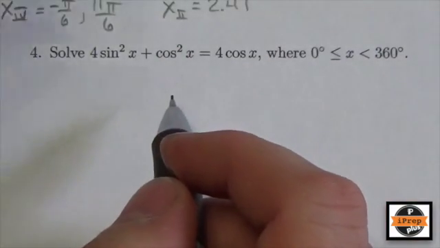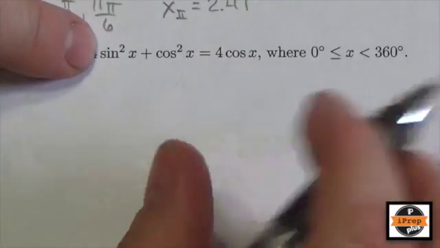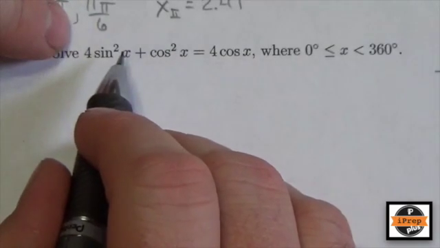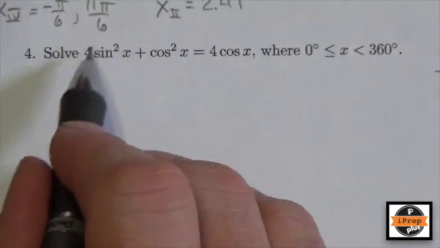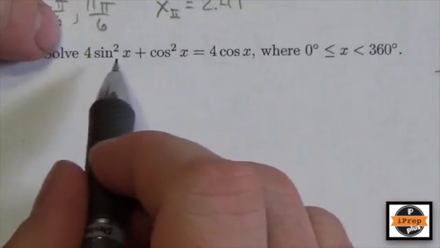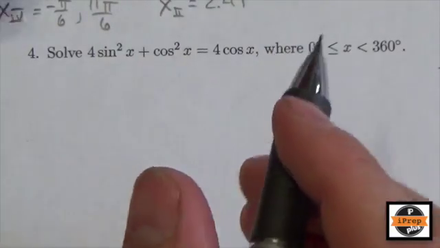Now, you cannot make this sine squared plus cos squared equal to 1. I know that's what it looks like here, but it's not sine squared plus cos squared. It's 4 sine squared plus cos squared. I had to multiply the sine squared by 4 first. So that's not actually the identity. Now, I'm still going to use that identity, but I'm only going to use it in parts here.